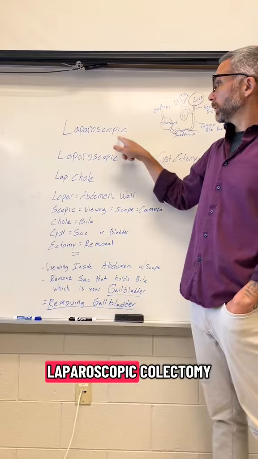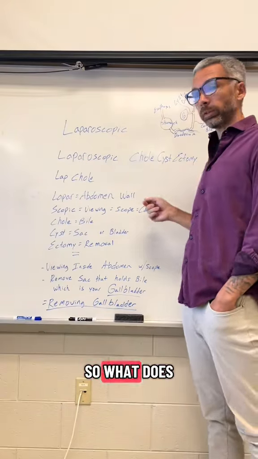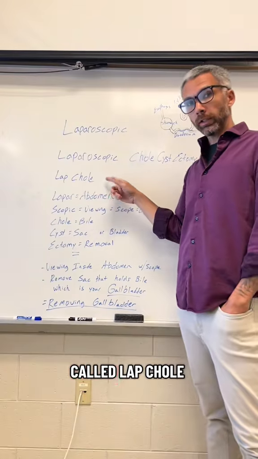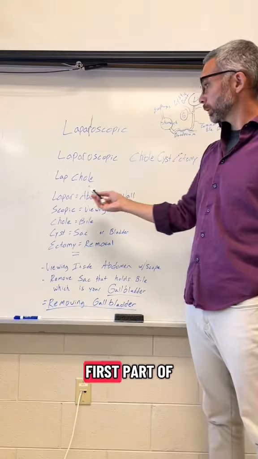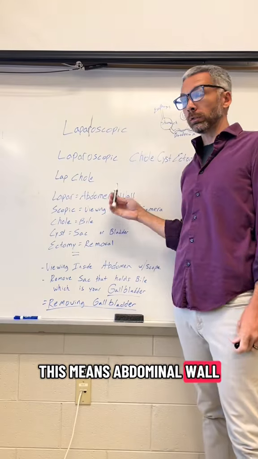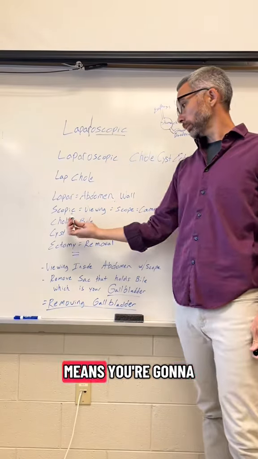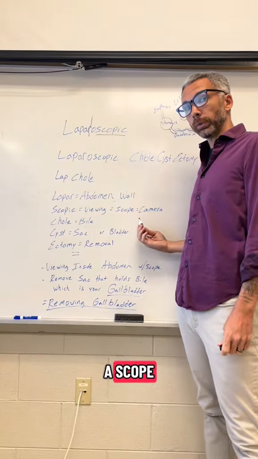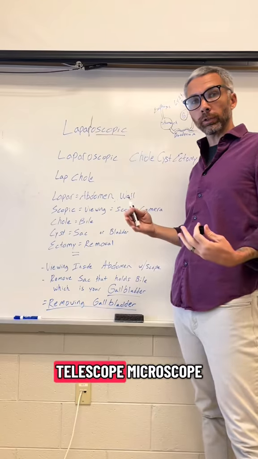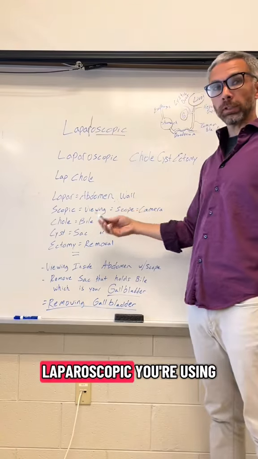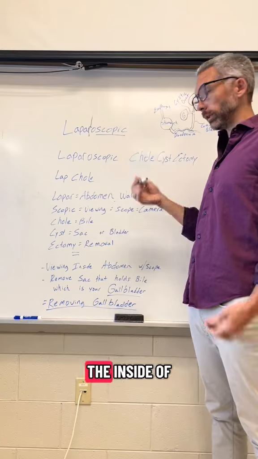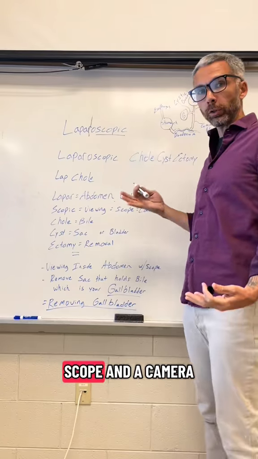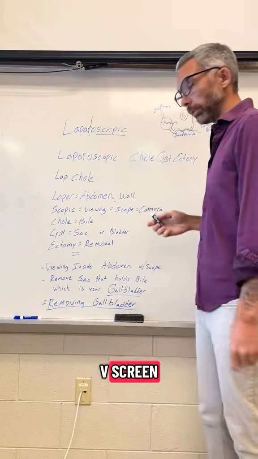Let's go. Laparoscopic cholecystectomy. So what does that mean? Or it's also called lap chole. Lapar, the first part of this, means abdominal wall. The second part, scopic, means you're going to be viewing with a scope. You already use that word in telescope, microscope. So this is laparoscopic. You're using a scope to view the inside of the abdomen, usually with a scope and a camera, kind of like you'd watch it on a TV screen.